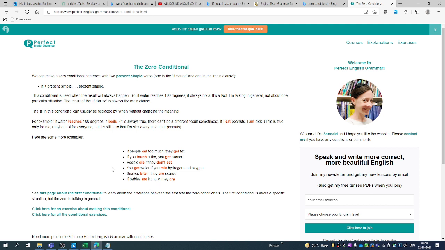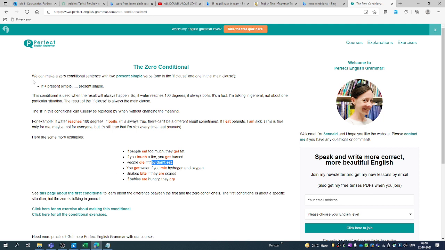So these are zero conditionals. In the zero conditional, it is if plus present simple, and present simple. You can check: if people eat, these come under simple present, and this if plus simple present, and this is also simple present. So the zero conditional is like that: if you do this thing, then this will happen.